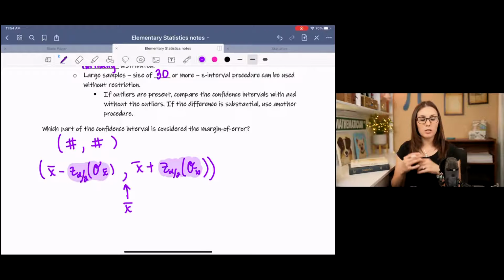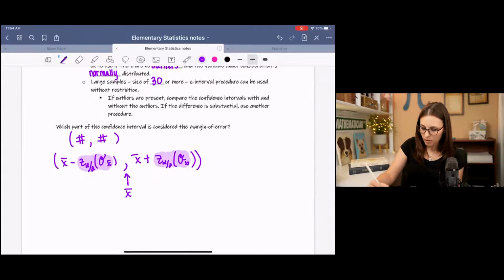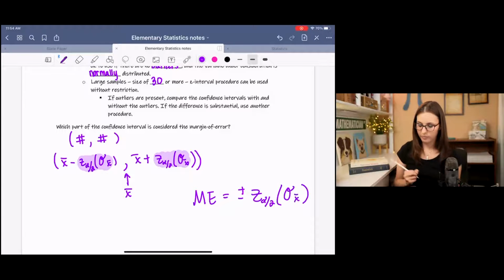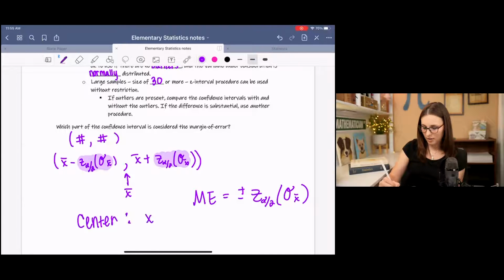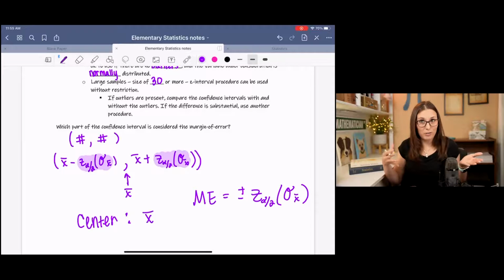Okay. So the center, the anchor point, is the sample mean. And then the buffer is the margin of error. And so we have the sample mean, and then we have this margin of error that's giving us this kind of cushion. And that margin of error is the highlighted piece. So margin of error is that plus or minus Z sub alpha over 2 times standard deviation. And then the center, which kind of makes sense if you think about it, is the sample mean, which is a measure of center. So it makes sense that it's the center. Get it? Okay.